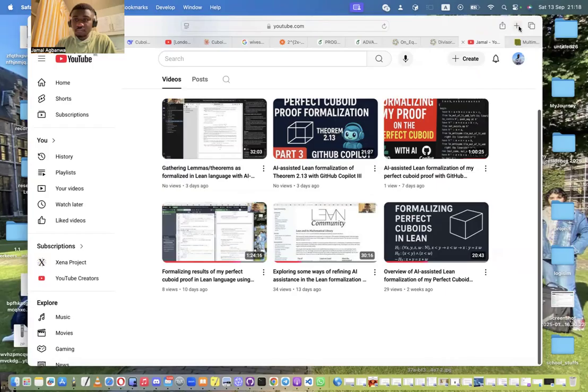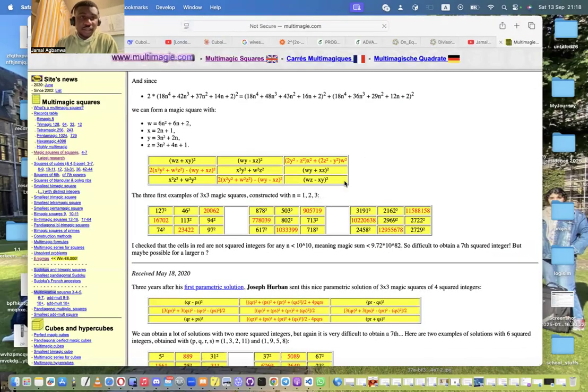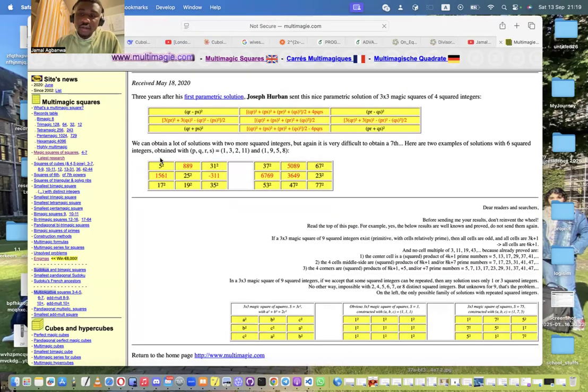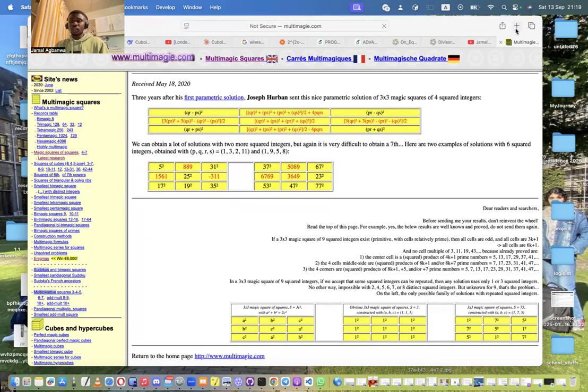Yes, there is also a great website by Christian Boyer, which has a lot of great information on the magic square of squares.